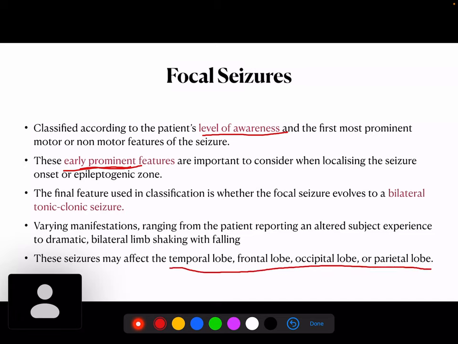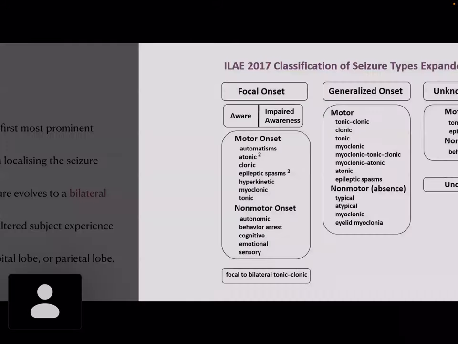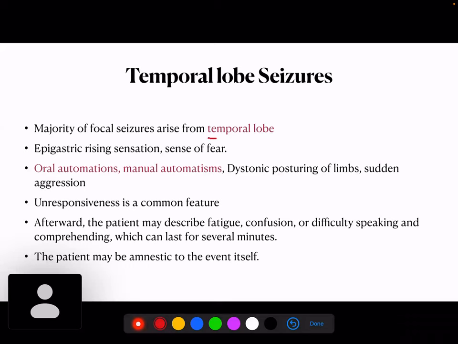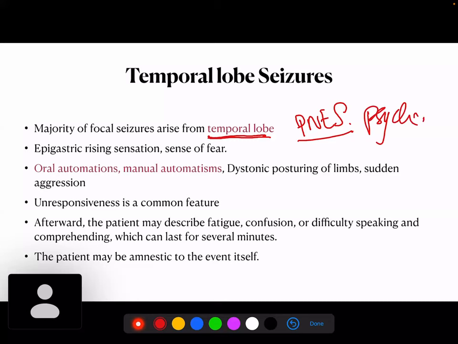Very important golden point in focal epilepsies, try to get imaging, CT scan or MRI. There is a high probability that there might be local pathology that is causing this. You can also have it in generalized seizures, but in focal, even more so, get investigation. So in temporal lobe seizures, very much confused with pseudo seizures, and very much confused with psychiatric problems. So epigastric rising sensation, sense of fear.